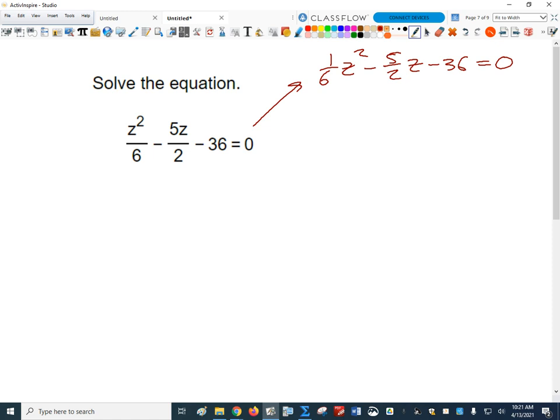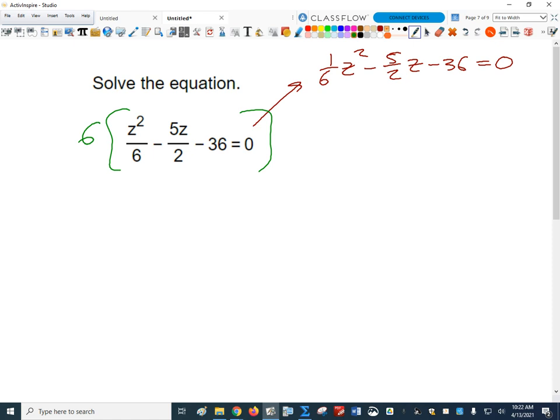So not 2, because 6 doesn't divide into 2. 12 would work, but 6 would be better. We want the smallest one possible. 12 would work because 6 and 2 divide into 12, but 6 is the best option because 6 is smaller, right? Okay, so we're going to multiply through here by 6, all the way through both sides.